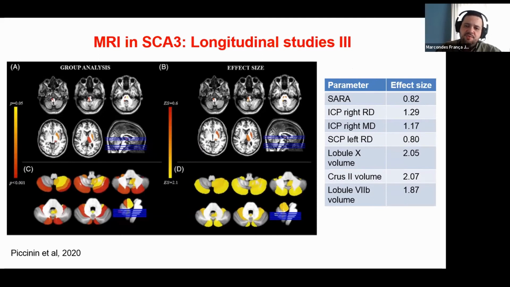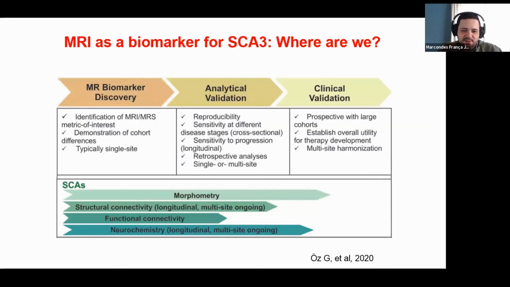And again, we were able to find that the effect sizes for some of these parameters were much higher than they were for the SARA scale. So when you look at the effect sizes for the cerebellar volumes, you can see here like 2.05, 2.07 for some of the lobules, and also for some diffusion tensor imaging markers, like you can see here for the inferior cerebellar peduncles, 1.2, 1.1. So this data point to the potential usefulness of imaging as an interesting biomarker for Machado-Joseph disease. And we look at this map here, which I brought from a recent publication from Dr.